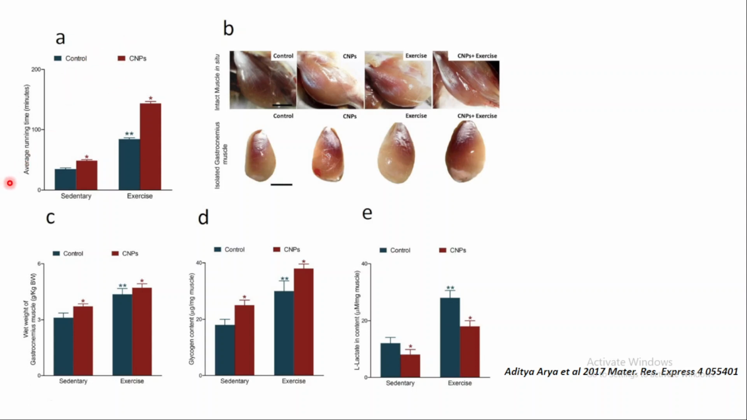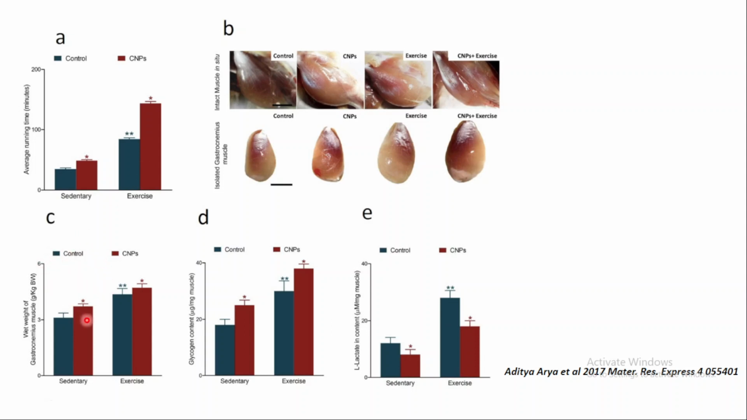If you look at panel A, the blue bars represent control mice, red bars represent ceria nanoparticle treated mice. Average running time of the mice here shows that in sedentary mice, ceria oxide nanoparticle mice average running time is more, and in exercised mice this is more significant. It states that ceria nanoparticle treated mice can run for more time in exercise mode, because now the reactive oxygen species produced by the exercised muscle is captured by the ceria nanoparticles.